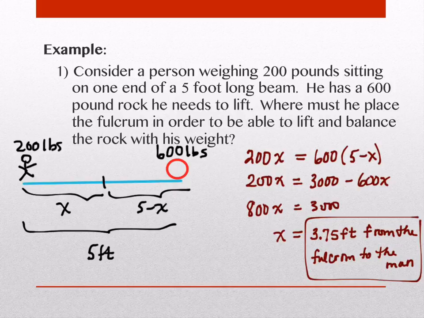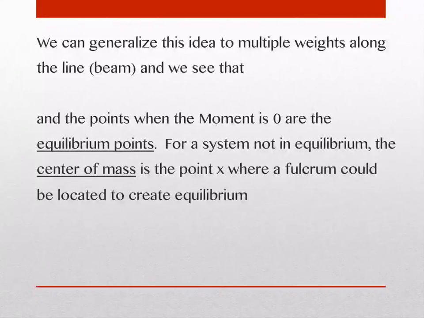So what we're going to do next is we're going to generalize this to having multiple weights along the beam. We had two in this case. We had the guy and we had the rock. Okay? But we could have multiple weights along a beam.